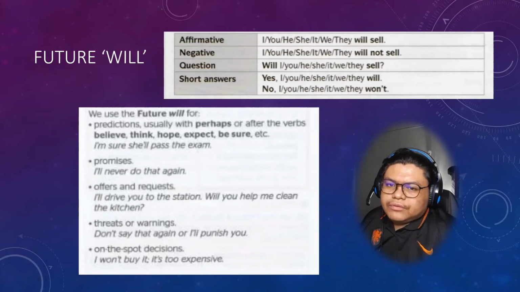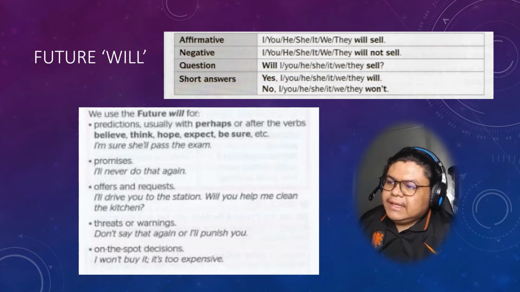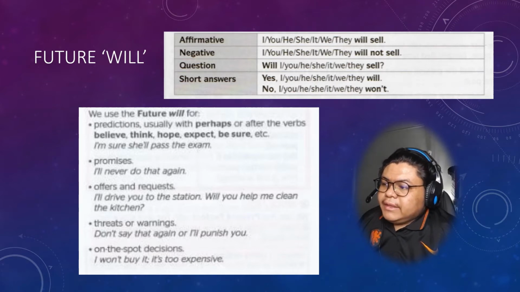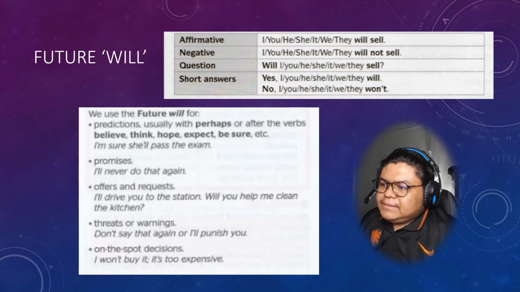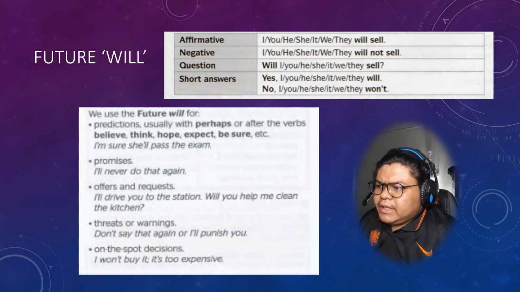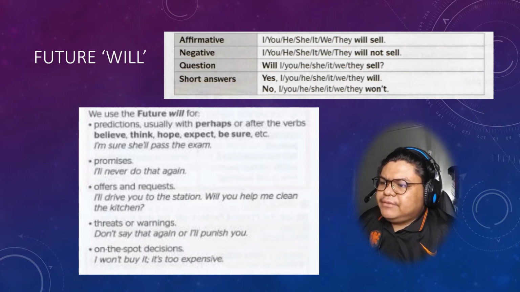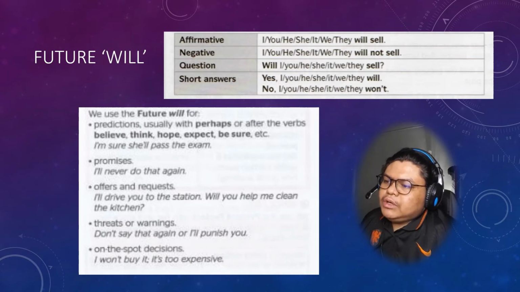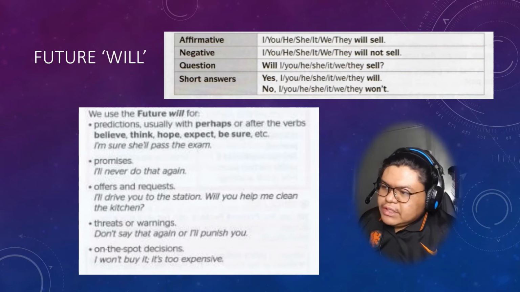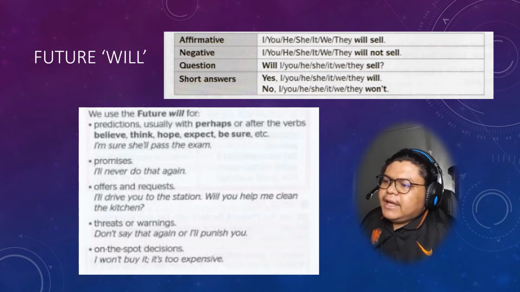We're going to start off with future will tense. Okay, so the format for future will, you start off with the pronouns I, you, he, she, it, we, they. Then you followed by the word will, and then followed by the verb. For this example we see here the verb is sell, right? So that is if the sentence you write is affirmative, which is positive. And if it's negative, you will have not in between will and sell. If it's in question form, the word will come first, followed by the pronouns, and then the verb, and also the question mark.